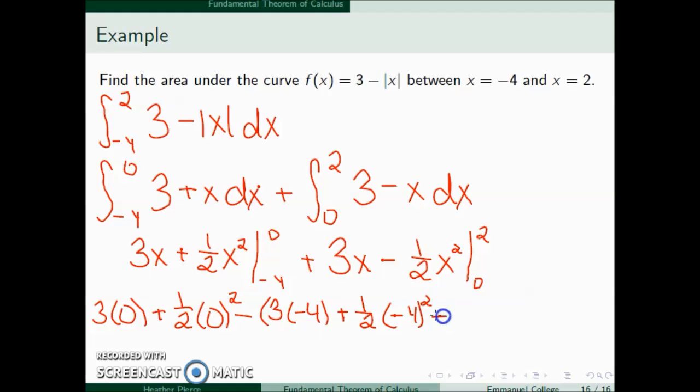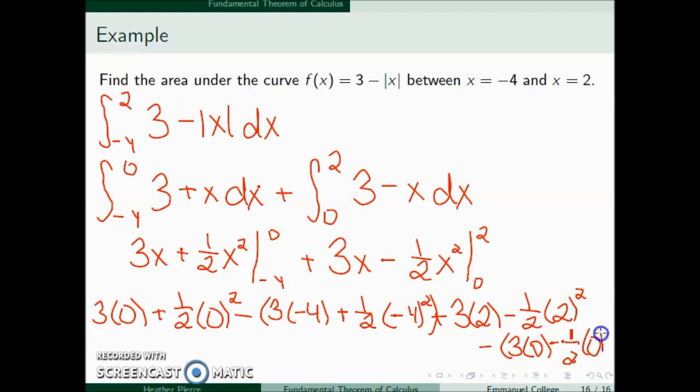Then we look at the other side, so plus 3 times 2 minus 1/2 times 2 squared minus 3 times 0 minus 1/2 times 0 squared. And when you evaluate this, you get that the area under the curve is 8.